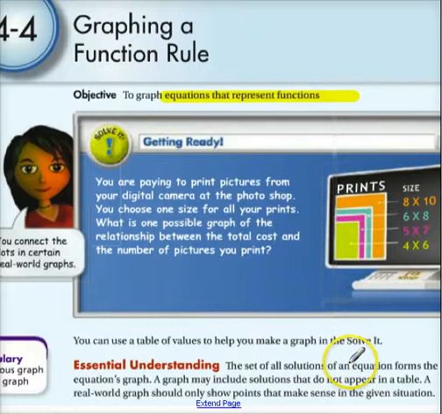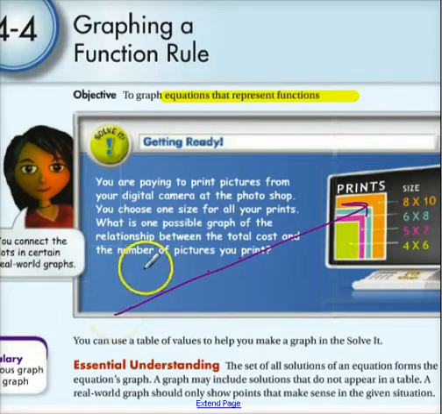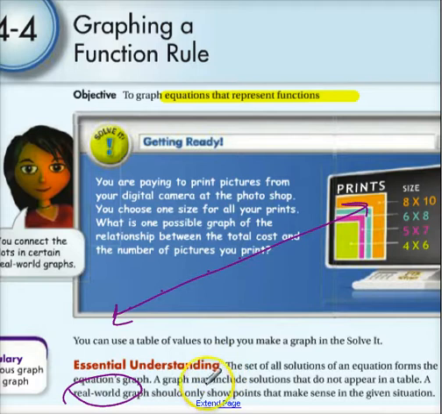The set of solutions of an equation forms that graph. So when we graph, we're graphing all of the solutions to that function or equation. A graph may also include solutions that do not appear in a table. So if you have a couple dots plotted and you continue that line, you can be showing solutions that maybe you didn't get on your table. If you're graphing something for a real world situation, you want to make sure you're only showing points that make sense. And we're going to talk a little bit about that.